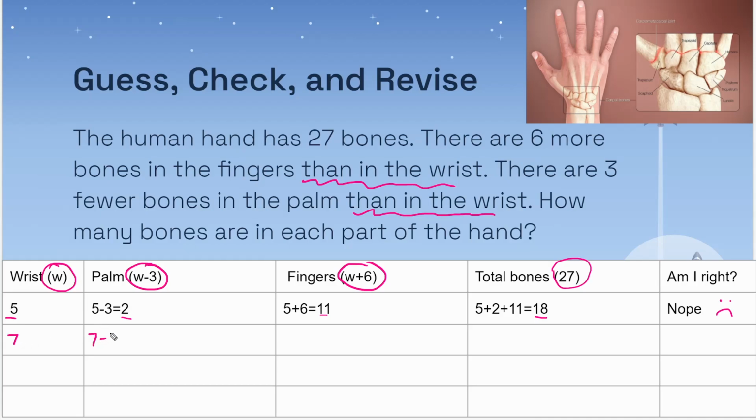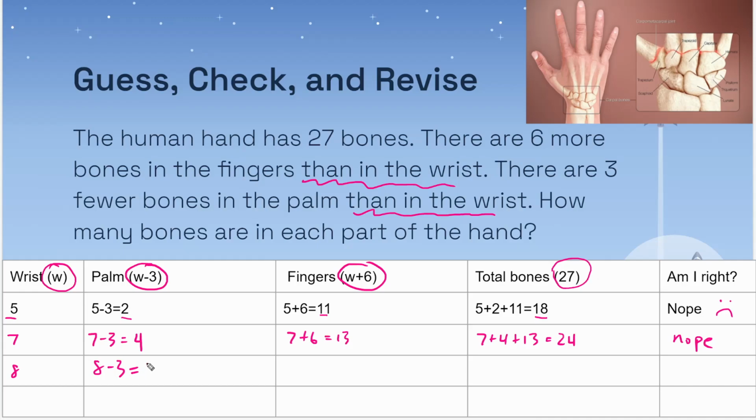So 7 minus 3, that's equal to 4. 7 plus 6 is 13. So we'll take 7, we'll plus 4, we'll plus 13. That's 24. Oh, we're getting closer, but we're still not right. Let's go up one more to 8.